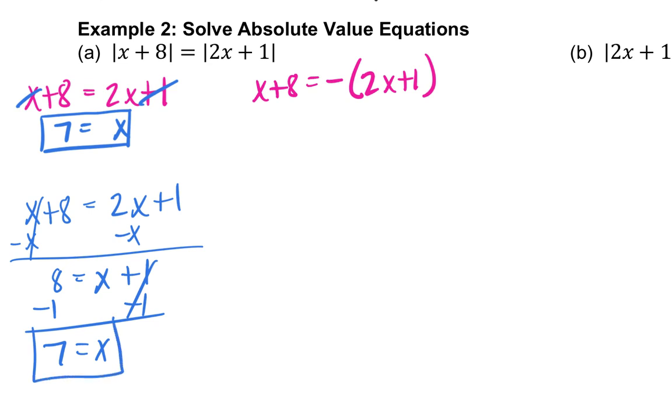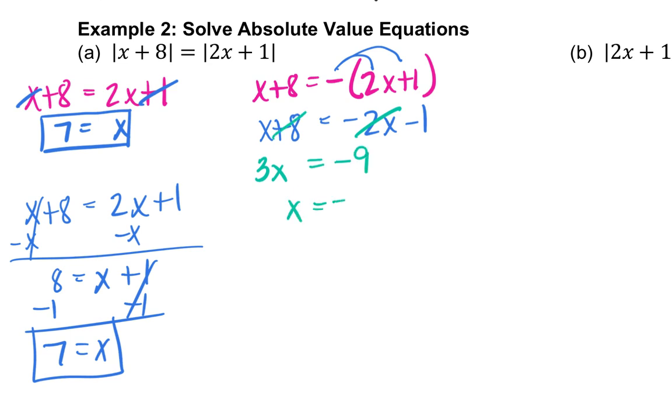Okay. Now over here I'm going to have x plus 8 equals negative 2x minus 1 because you have to distribute that negative sign to both parts. So I'm going to add 2x. Well, x plus 2x is 3x. Then I'm going to subtract 8. If I subtract 8, I get negative 9. So x is negative 3.